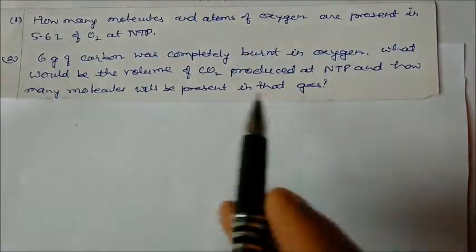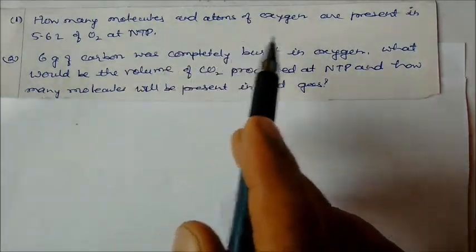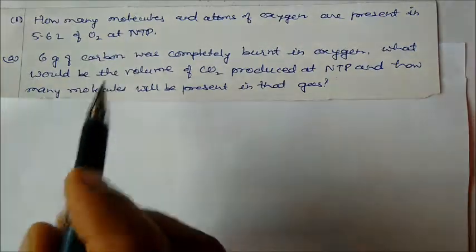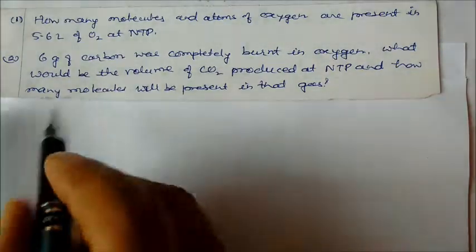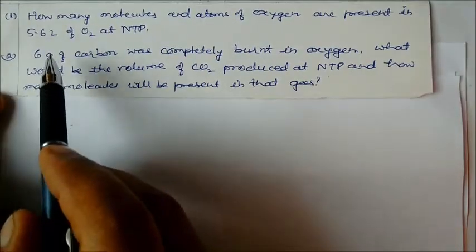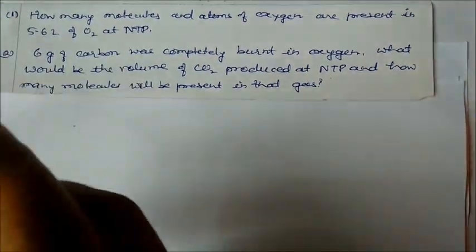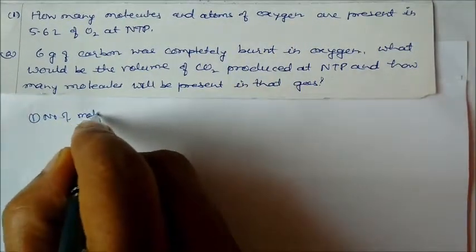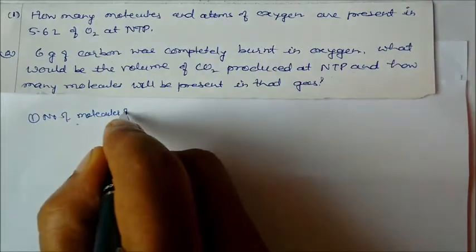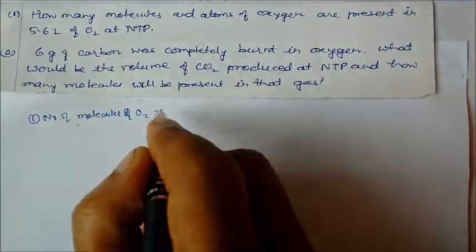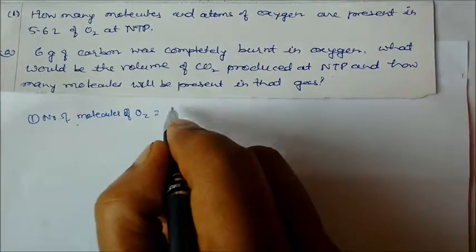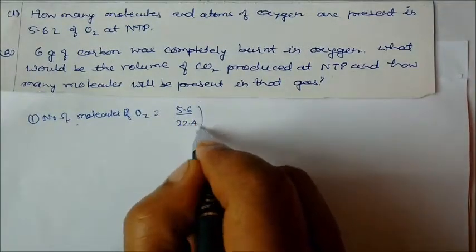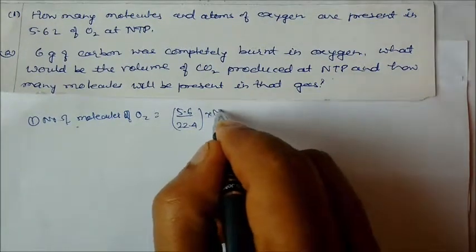Based on mole concept. Here, how many molecules and atoms of oxygen are present in 5.6 liter of oxygen at NTP? So we have to find here 5.6 liter of oxygen at NTP. So for this, the number of molecules of oxygen will be, so this is the volume. They are asking volume. So right here, 5.6 is the given volume and 22.4 liter is the molar volume, so multiplied by Avogadro number.